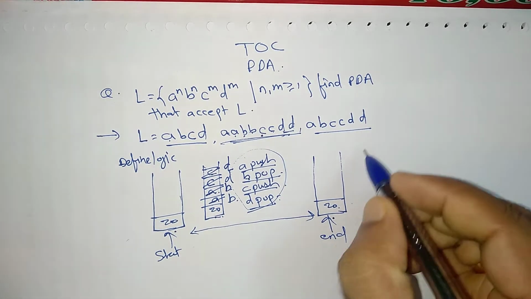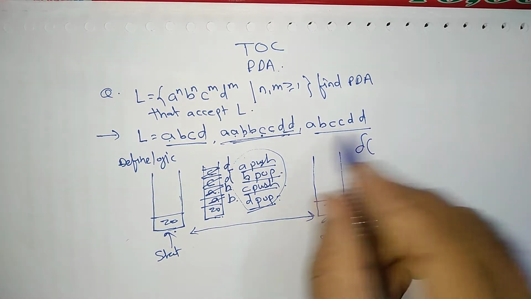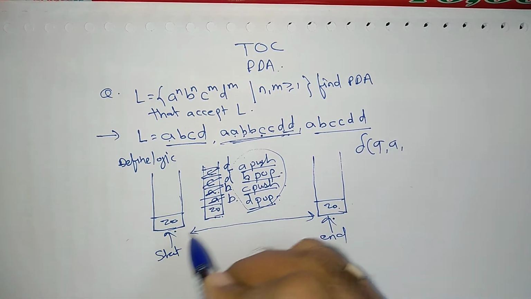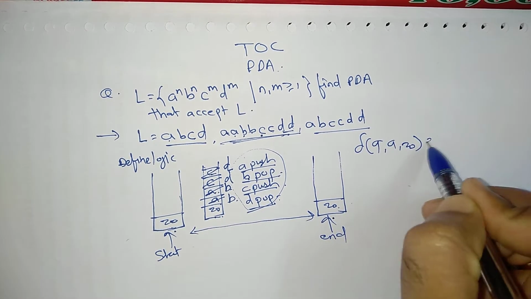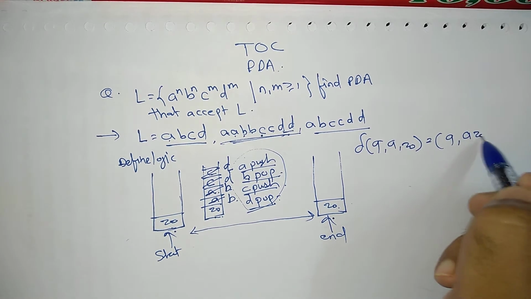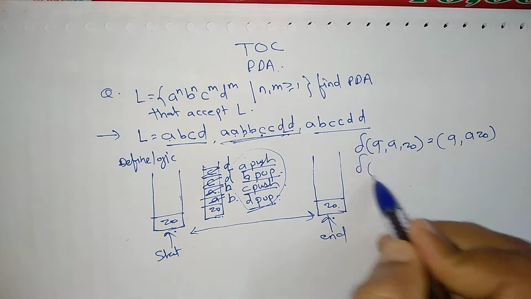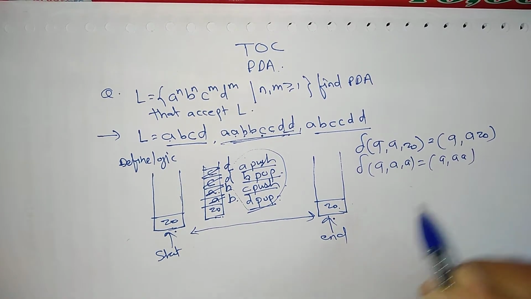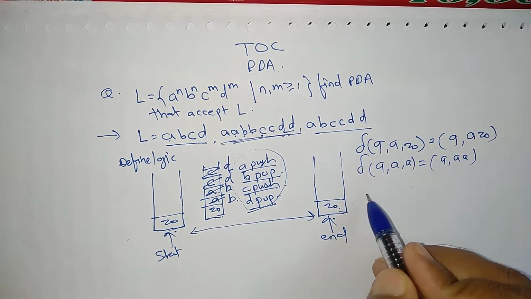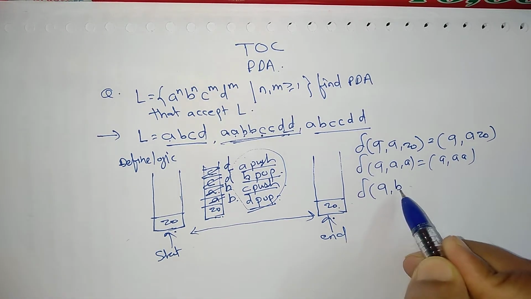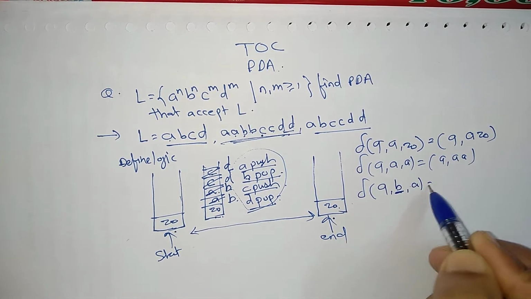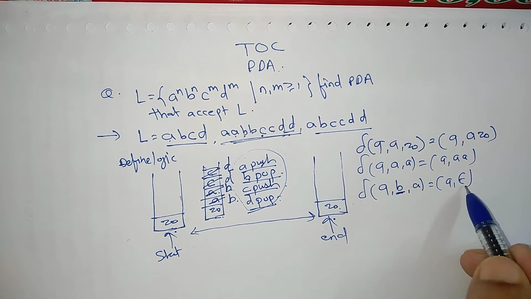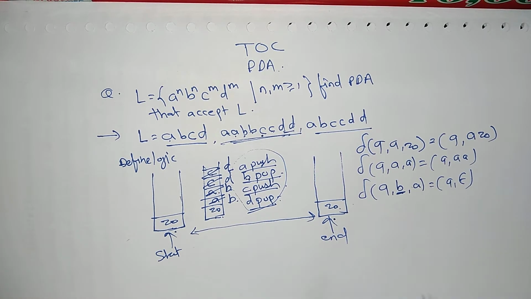How to write the transitions? Delta, Q will be a state. When A comes, what is the top of the stack? Z0. What does it give? Q, A Z0. If n number of A's are coming, the top of the stack is A, and I am going to push the element. When B comes as input and the top of the stack is A, then I am going to pop the element. For popping we write state, comma, epsilon.